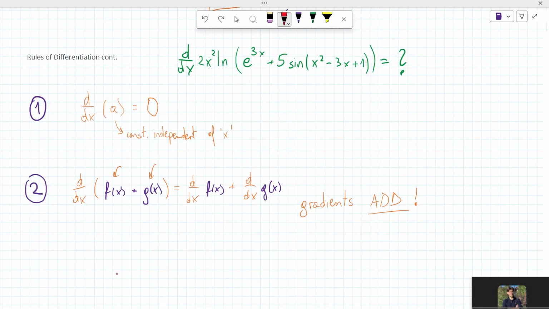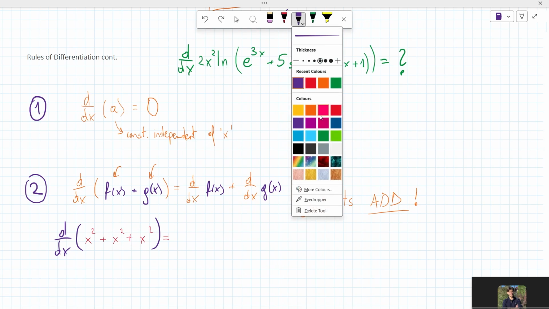So some things that are quite obvious but actually very useful follow from here. Let's think about what happens when I add a couple of functions that are the same. Let's take x squared and add it 3 times. x squared plus x squared plus x squared. Now let's try to differentiate it. So let's ask what the gradient is of a function which looks like this. And we know that it's going to be the gradient of x squared plus the gradient of x squared plus the gradient of x squared, 3 times the same thing.